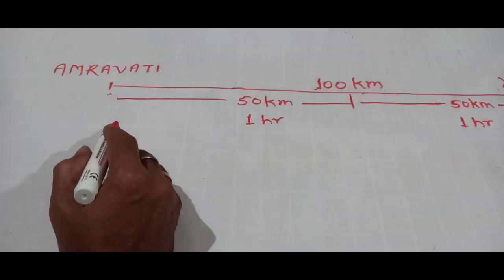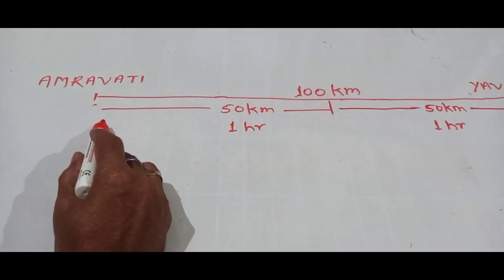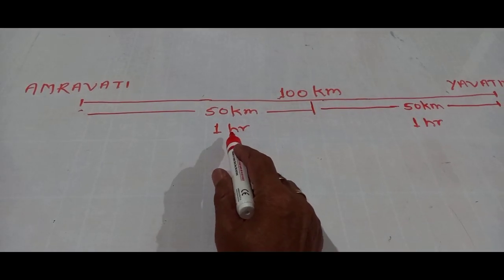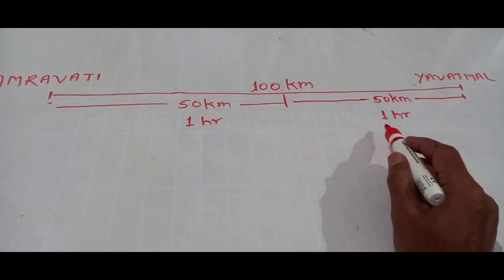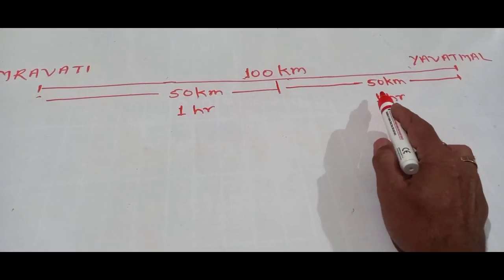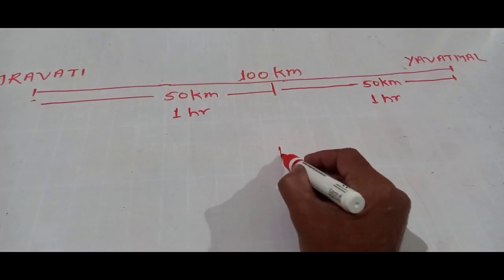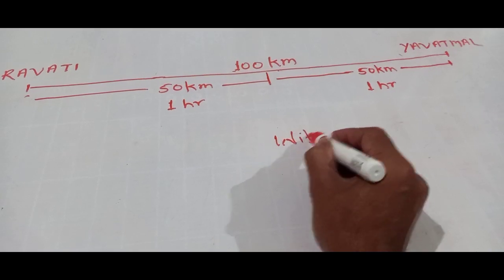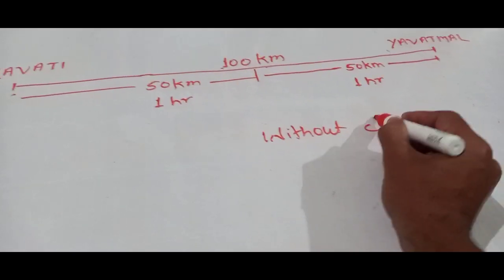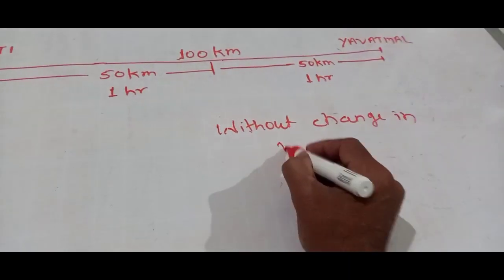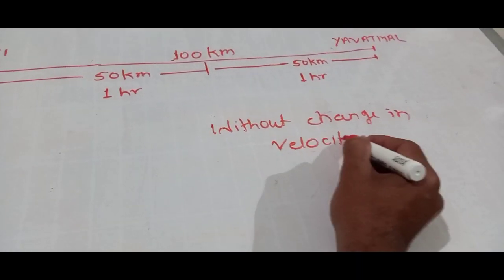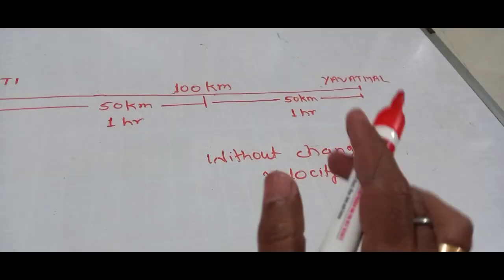Now suppose this car moves at a regular, uniform speed of 50 km per hour for one hour, and then again moves for 1 hour at the speed of 50 km per hour without any change. There is no change in the velocity. Without change in velocity means it travels at constant velocity.